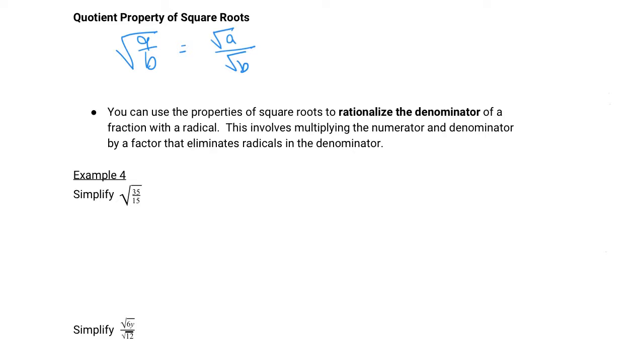That means we get rid of the radical. This involves multiplying the numerator and the denominator by a factor that eliminates radicals in the denominator. Let's go ahead and show you what I mean.